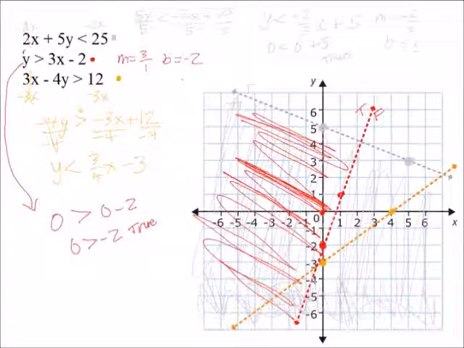Okay, and finally in orange, here's your test point. Over here, that's your true side. This is your false side. So, let's meander right here. 0 minus 0, is that greater than 12? No, that's false. So you have to shade everything on this side.